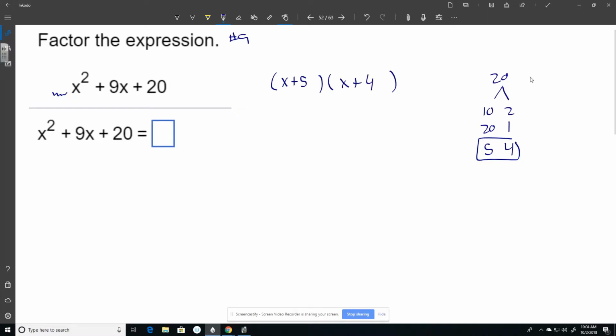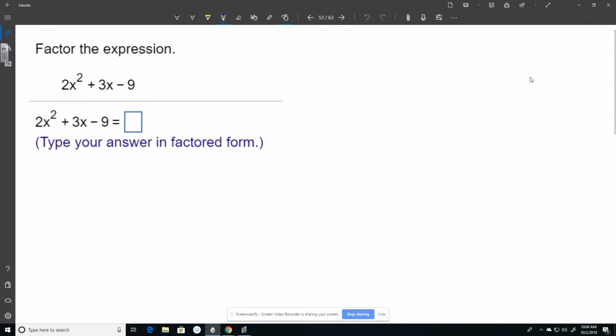Now on the test, factor the expression. That's all it wants me to do is factor. You're going to have other questions that tell you to solve by factoring. On those, this is just the first step. Then you need to solve it. But on this one, it just wants us to factor so we can move on.